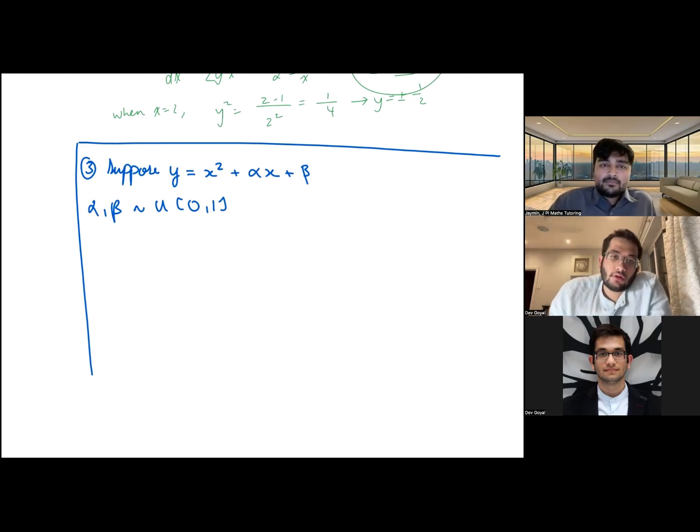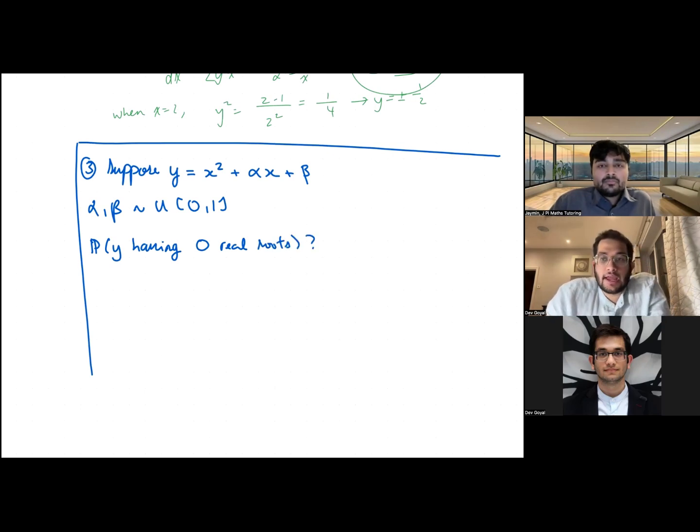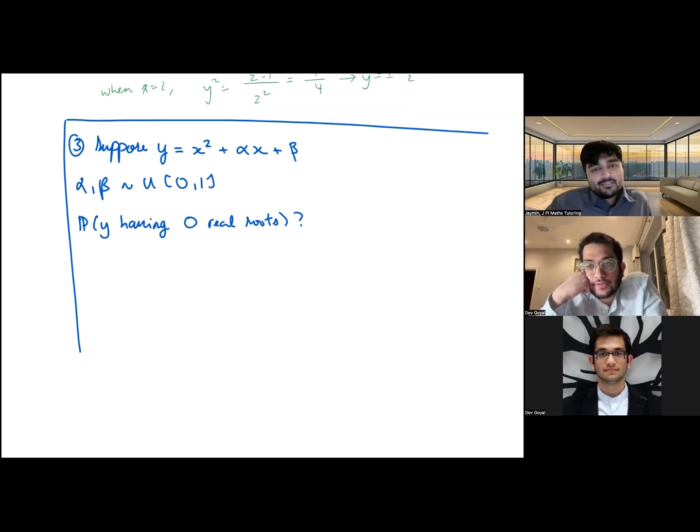If I were to ask you, what is the probability of our quadratic y having 0 real roots? Intuitively, if I were to simulate this in Python and generate, let's say, 100 million combinations of alpha and beta, and I sketch all those corresponding quadratics, what is the probability of them not having any real roots, so they don't intersect the x-axis? How would you think about this?